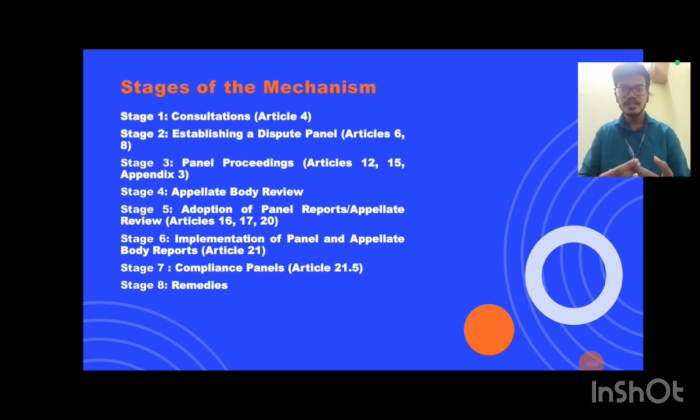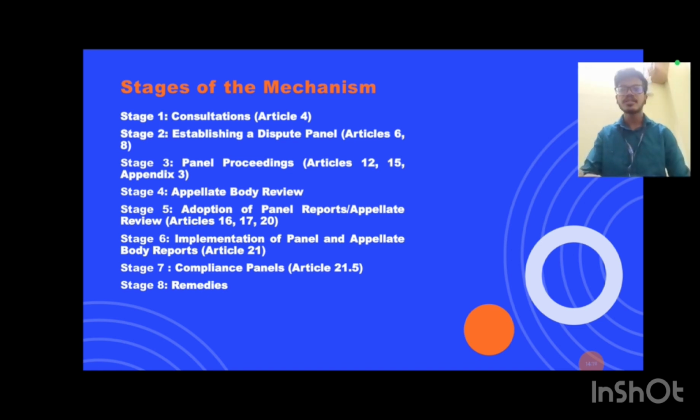Compliance may be achieved by withdrawing the WTO-inconsistent measure, or alternatively by issuing a revised measure that modifies or replaces it, which is the 7th stage in this process.